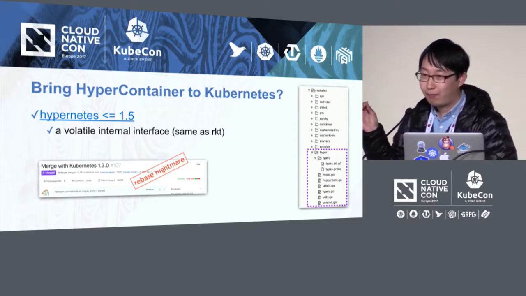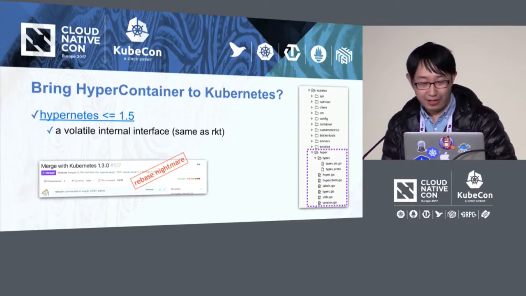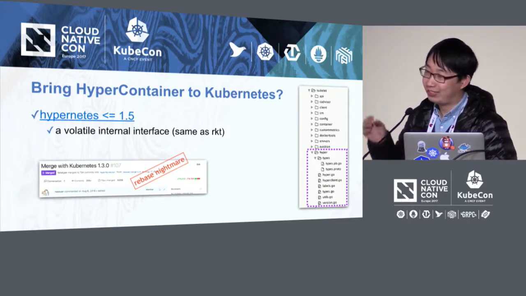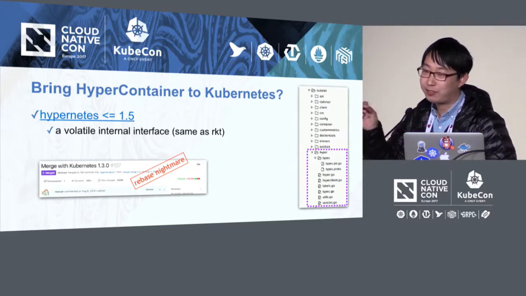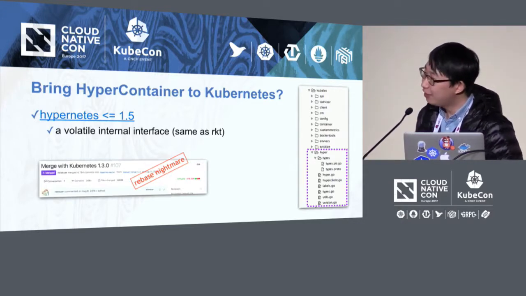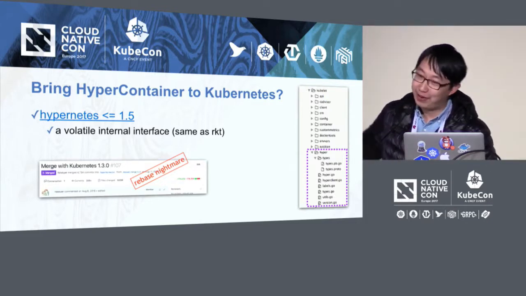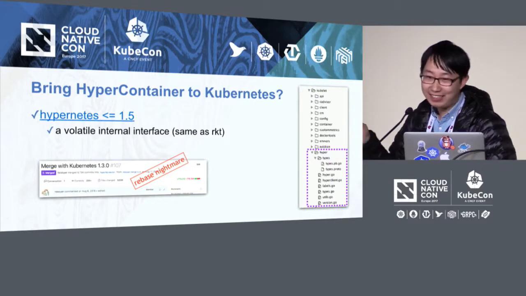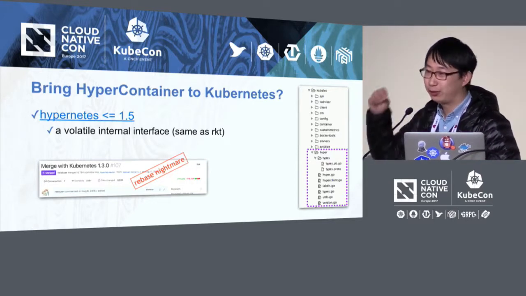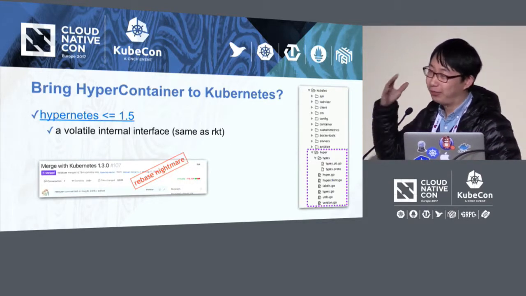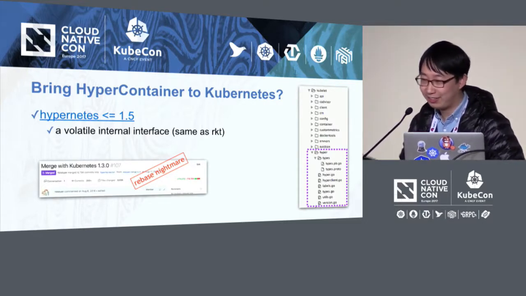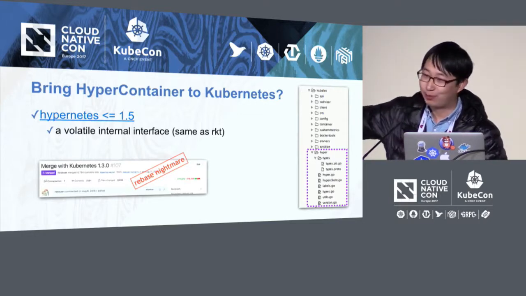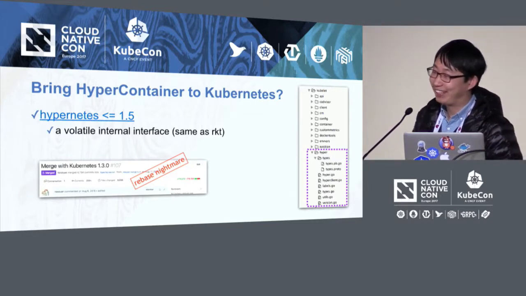But at that time, we did not have the Container Runtime Interface. So we had to use a volatile internal interface defined by Kubernetes, which is exactly what Rocket was using in the past few years. So in that case, we had to add a Hyper package inside the Kubernetes code base. And we had to implement everything Kubernetes needs to run a container, to run a pod, every detail, including the pod lifecycle, the containers, the network plugin, the volume plugin, mounting volumes, everything inside of this small package. So you can see it's very complicated.